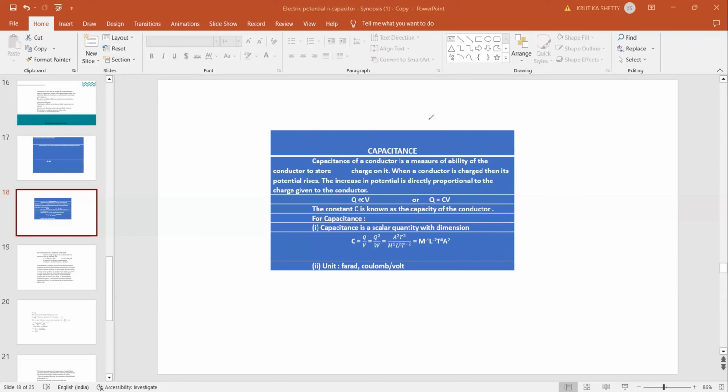What is the unit of this capacitance? The unit of capacitance is farad. It is expressed in farad.